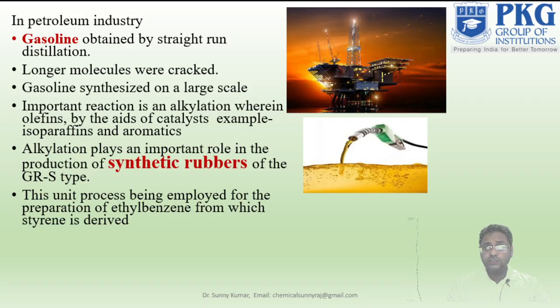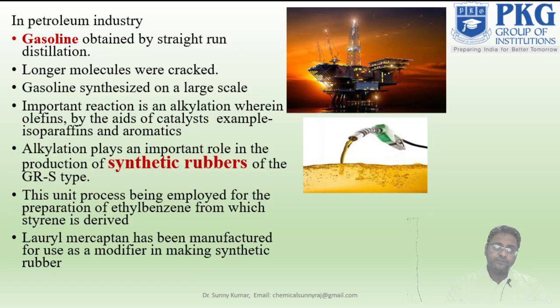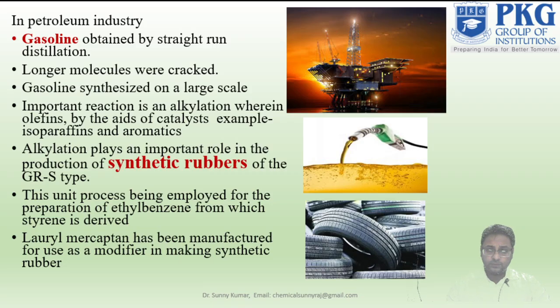This unit process is employed for the preparation of ethylbenzene for styrene. Lauryl mercaptan has been manufactured for use as a modifier in making synthetic rubber. So these are the tire example. Tires are generally made from these rubbers, synthetic rubbers. Gasoline, which we also call petrol, is generally used as fuel for motors or bikes.